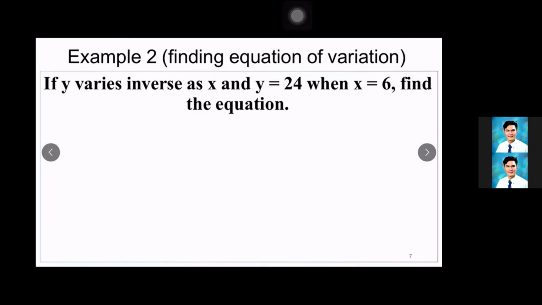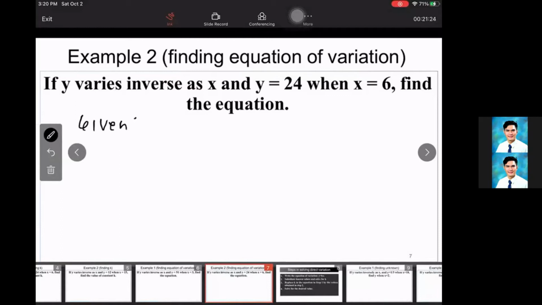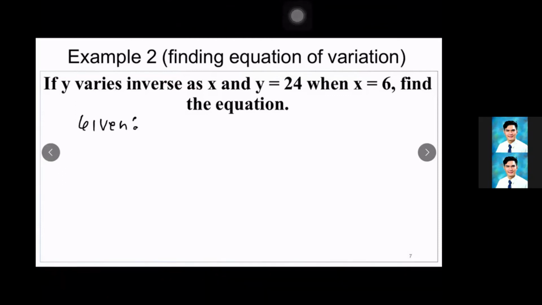Okay, so let us proceed. Identifying the equation of variation, let us identify the given. According to our problem, if y varies inversely as x, and y is 24 and x is equivalent to 6, find the equation. So here we have our x value, which is 6, and our y value is 24. X is equivalent to 6 and y is equivalent to 24.